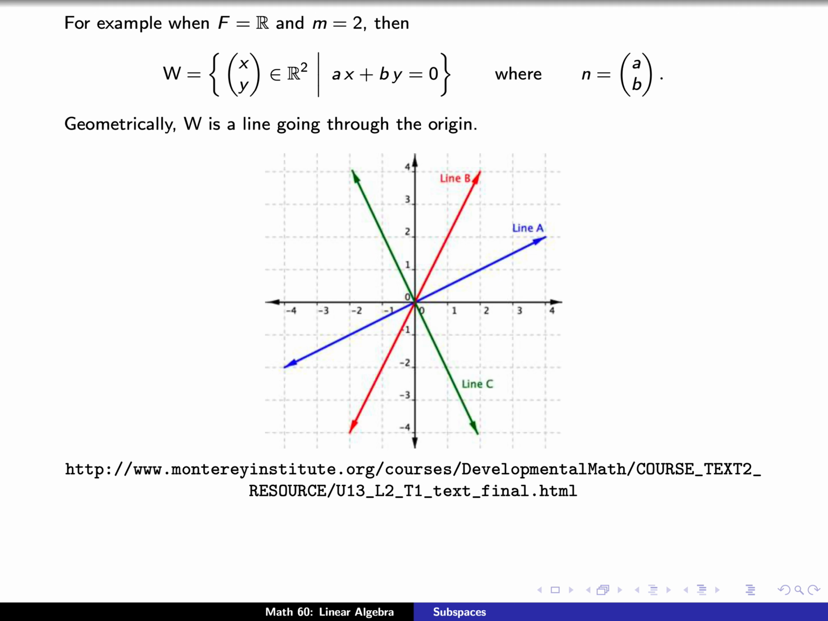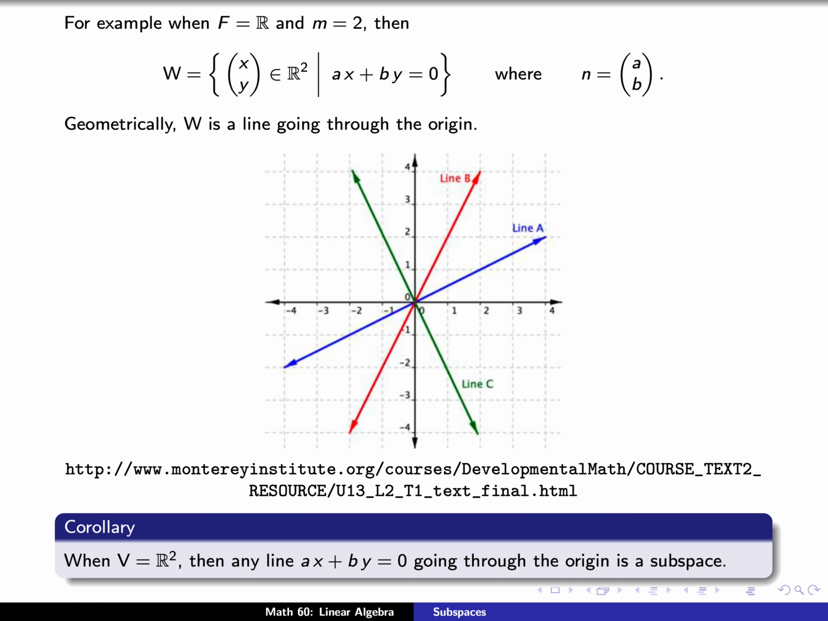You can see here on the slide that we have a few different examples of lines. Line C is in green, line B is in red, and line A is in blue. Well, these three lines will correspond to different choices of this vector n. Those of you who've taken vector calculus may notice that n is essentially the same thing as the normal to the line.